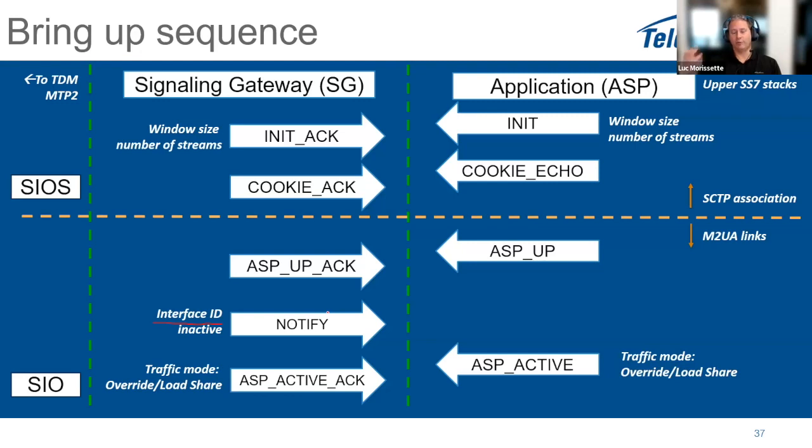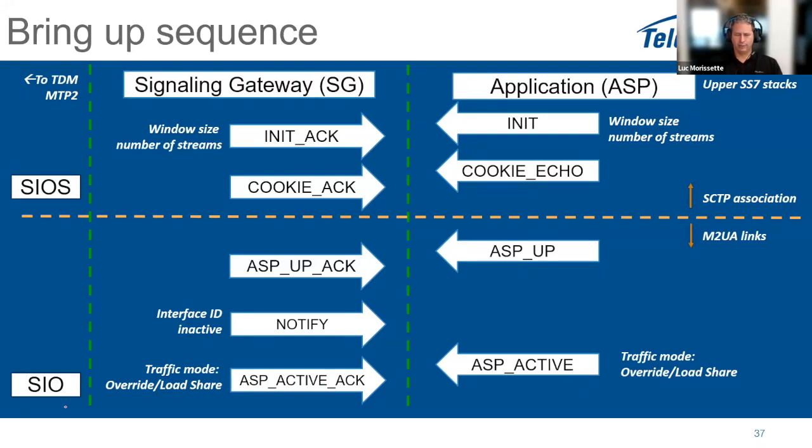So for each of the M2UA interfaces, you will have an interface ID here, notify inactive. Then you will have ASP active being sent from the M2UA side. In this message, this is where you will see the traffic mode. We saw in the configuration, you can choose active standby or load sharing. In the Wireshark traces, you will see not active standby, but override, or load share. This is a source of issues when you don't configure the right mode. And on this side, you will say ASP active if it corresponds to the other side.